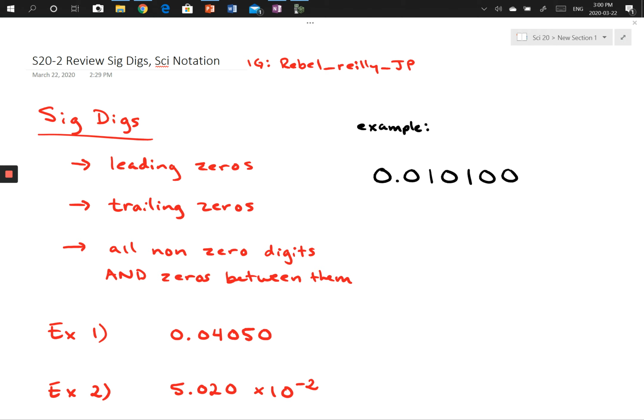This is the first of a couple little review lessons for physics. We're just going to start looking at significant digits first. I know you all love worrying about sig digs, but in physics, it's something that's important for us to do. So just a couple rules for sig digs.